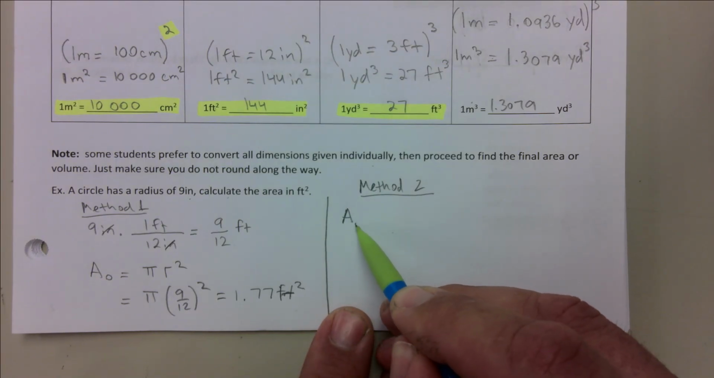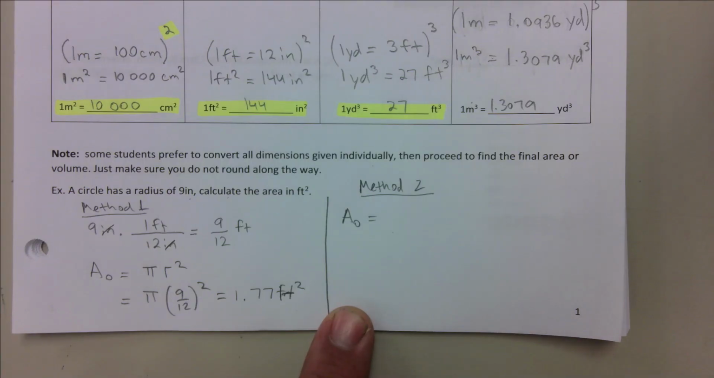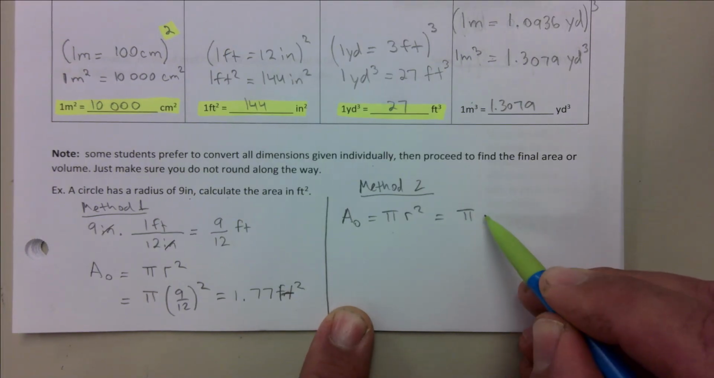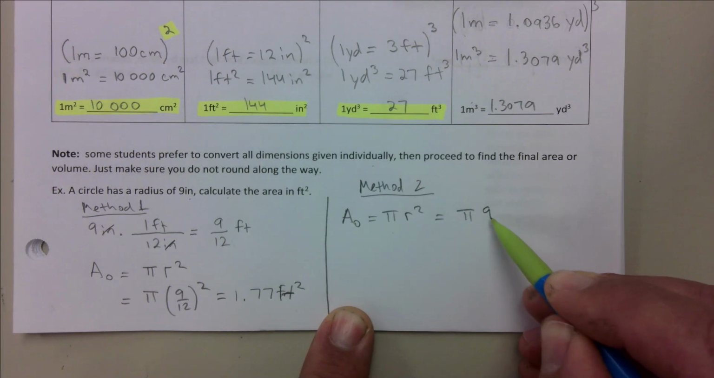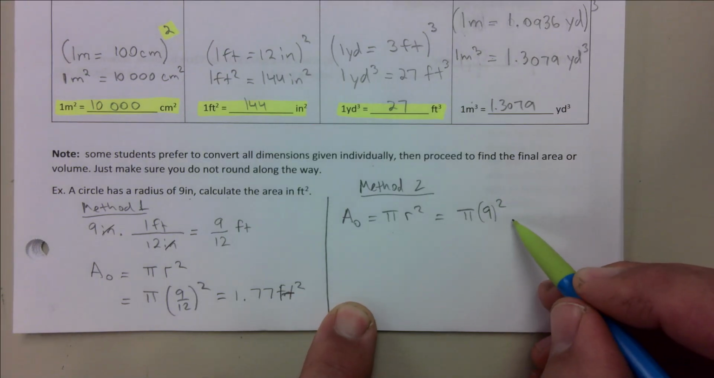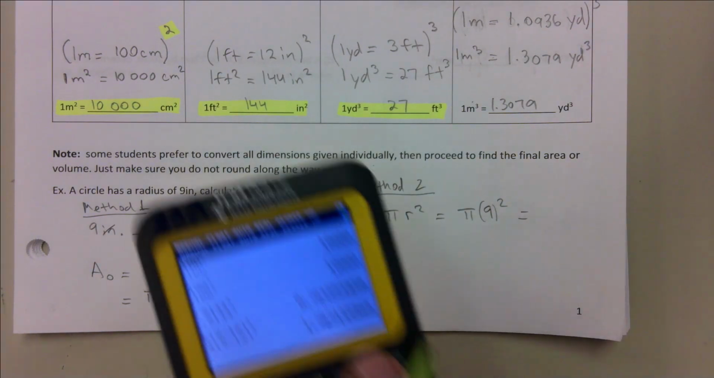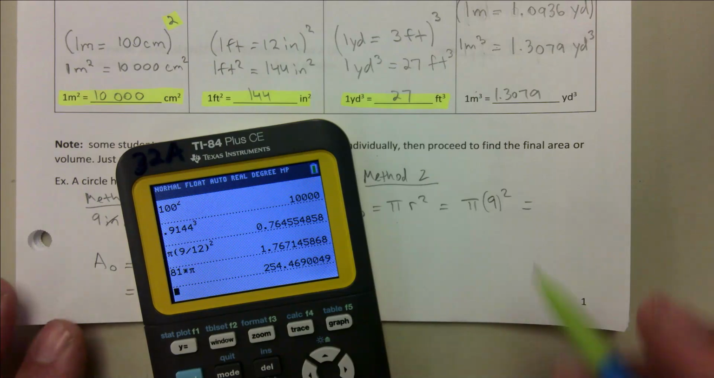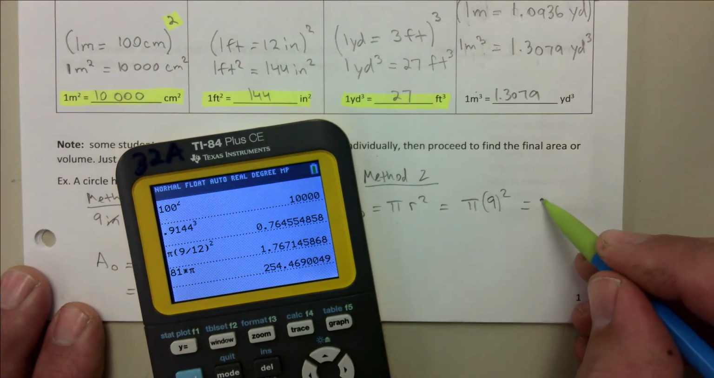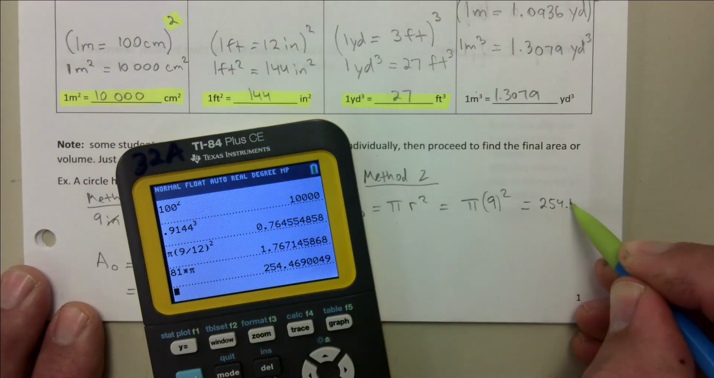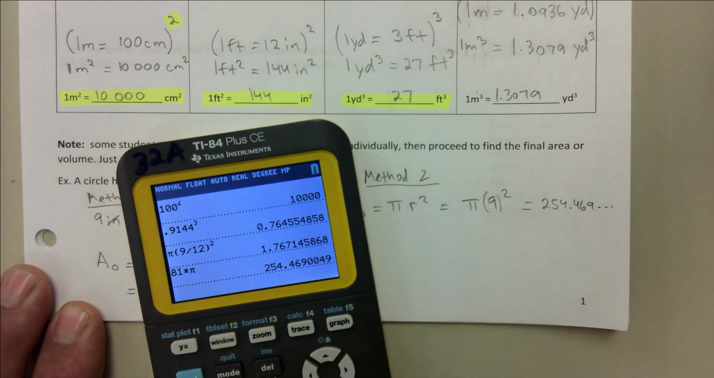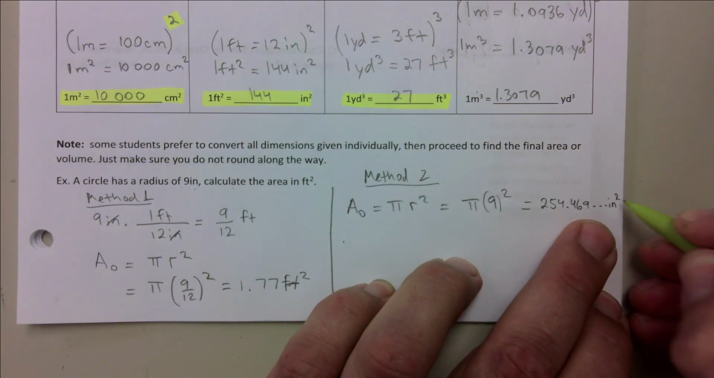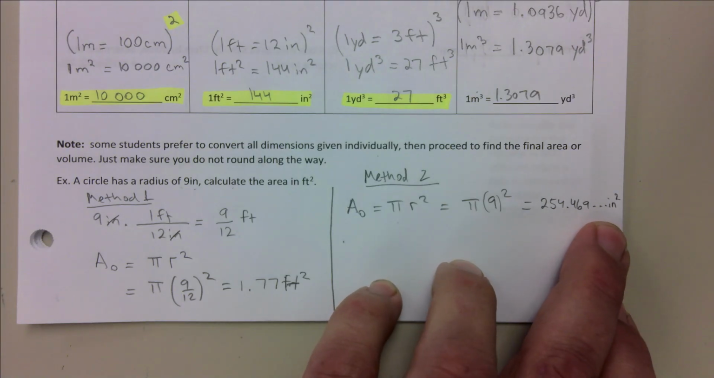Method 2 is this. You don't convert right away. You're like, okay, pi r squared. So I'm just going to go pi, put the 9 in there and square it. And you get 81 times pi, right? You get this: 254.469. Don't round yet because you don't have it in the units that we want them in. This would be squared inches. Okay?